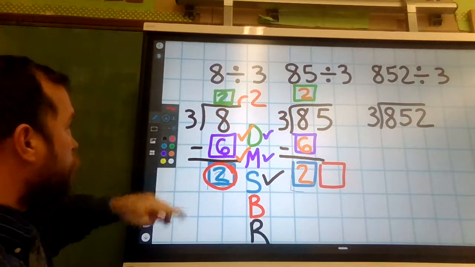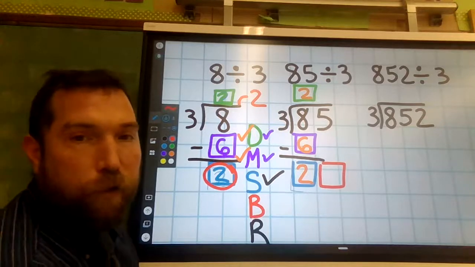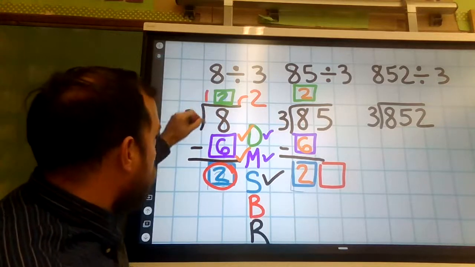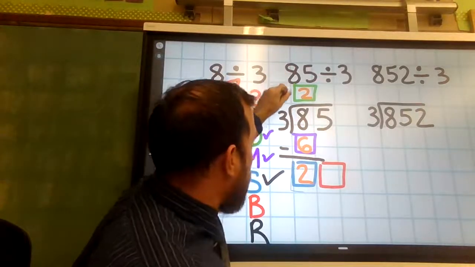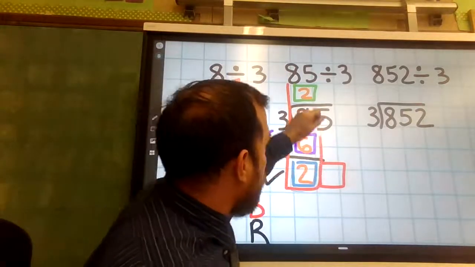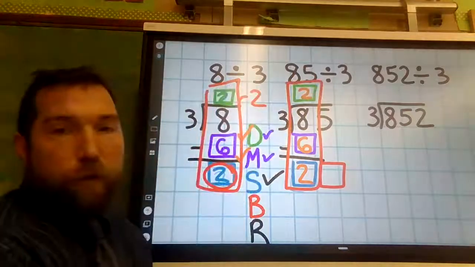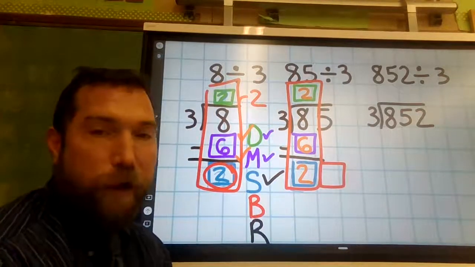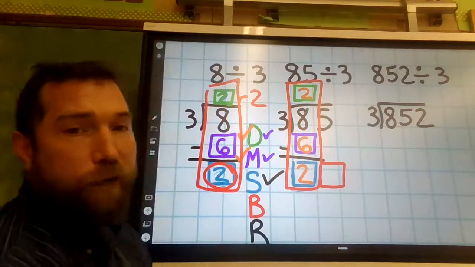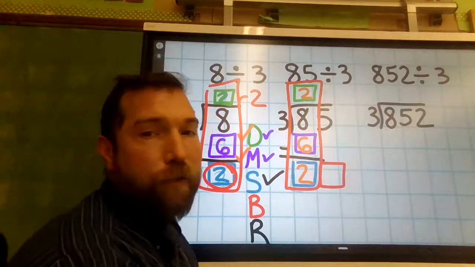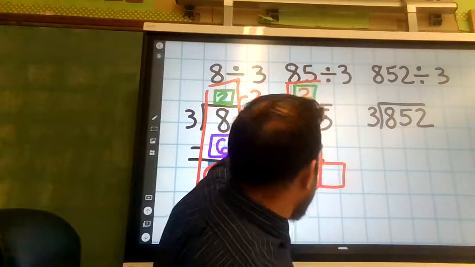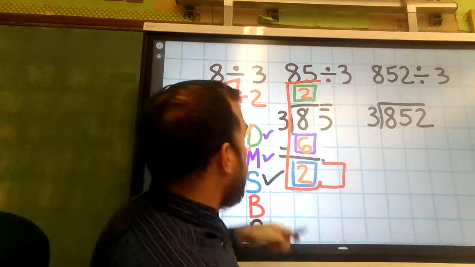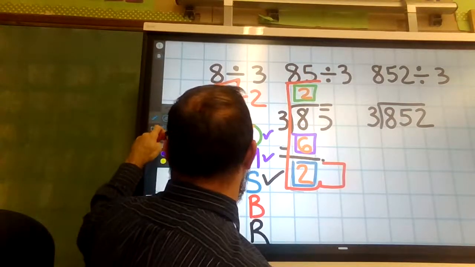Now I'll switch to red because we're doing the next part. If you notice, this and this are exactly the same. Sometimes kids see the 85 and they get worried that it's really hard and they don't know how to do it. Just start with 8 divided by 3. That's that same first step. You have to fix the 85.